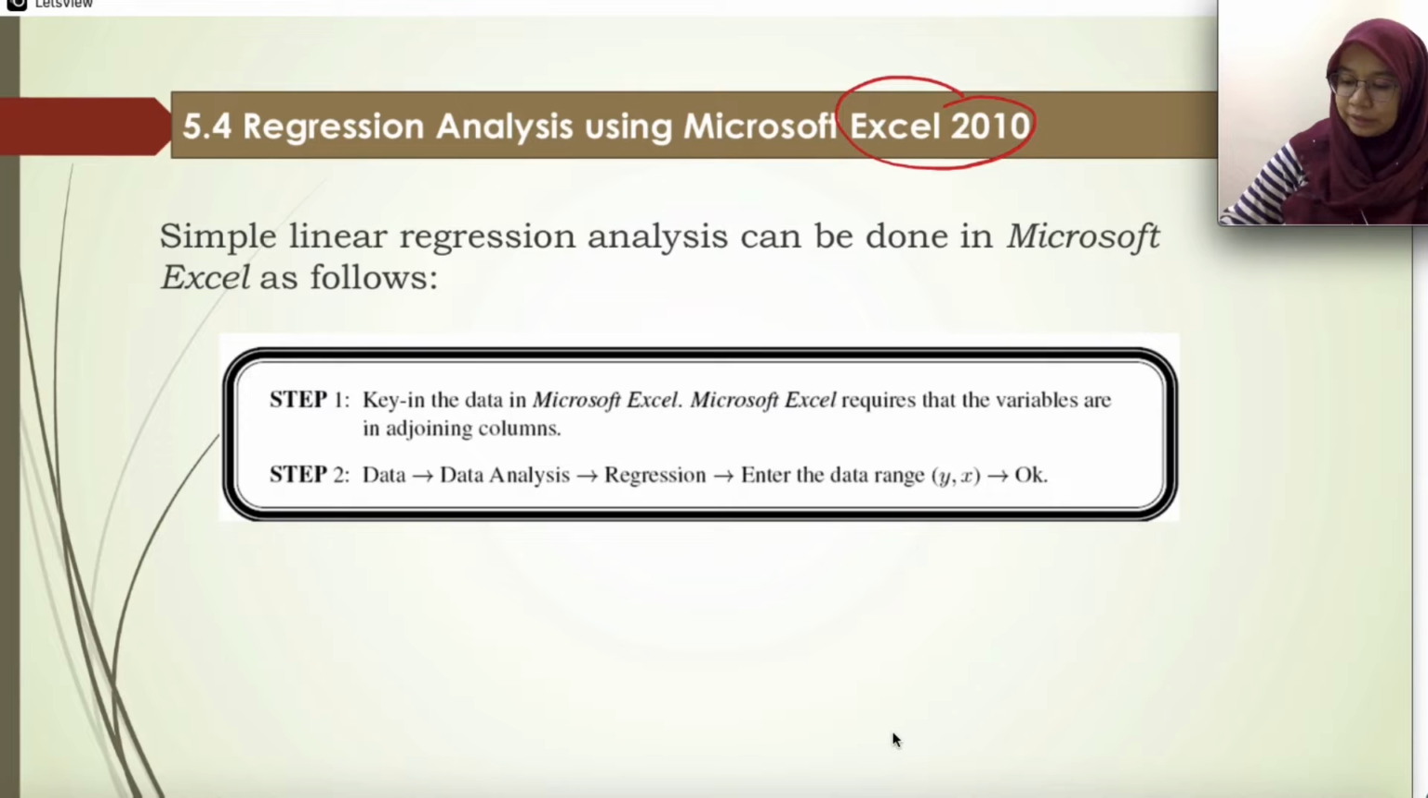First, you key in your data. After you key in your data, you must have your dependent and independent variables, right? And then you go to Data, choose Data Analysis, and then you choose Regression. Then you put in your input data, and then you click OK. So your output will look like this.